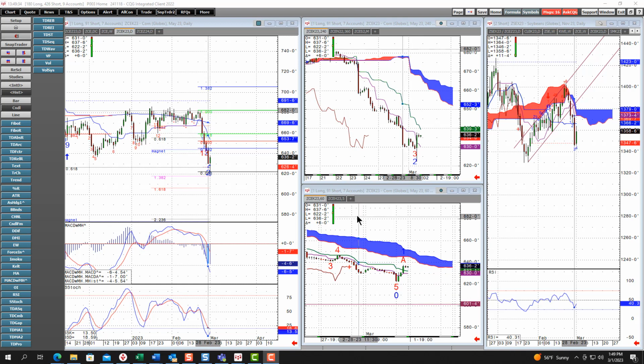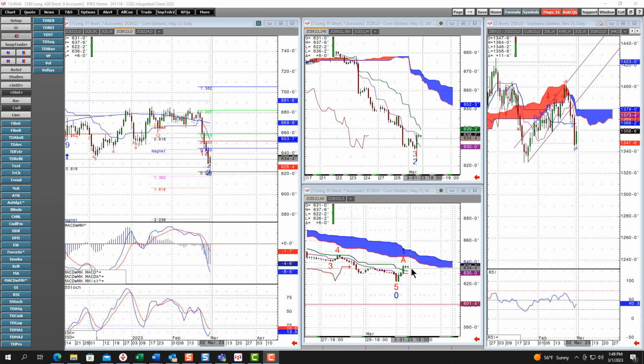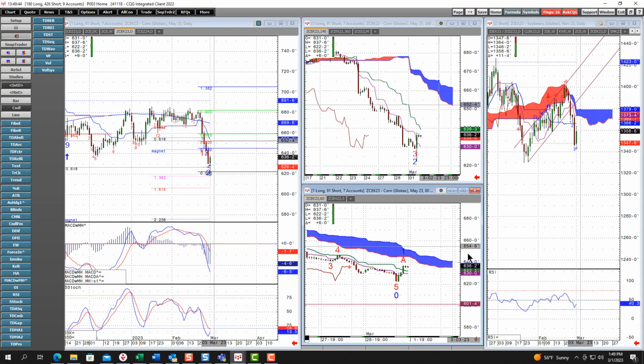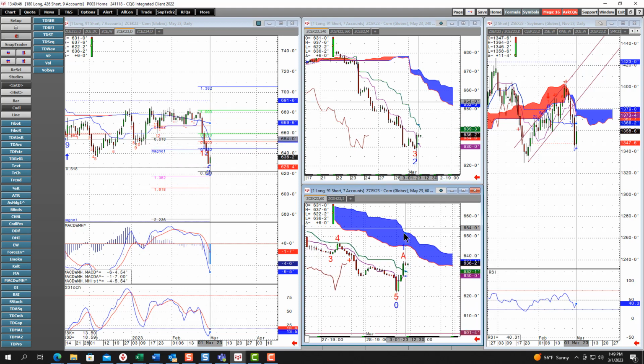So let's put this in perspective. Again, this is the daily chart of May corn. Here's the 240-minute, and here's the 60-minute chart, all right? And all these things are going to work together to help us figure out what's going to happen next inside this trend.